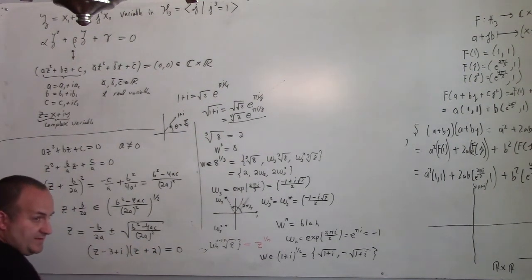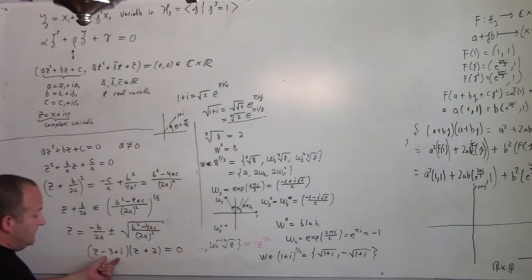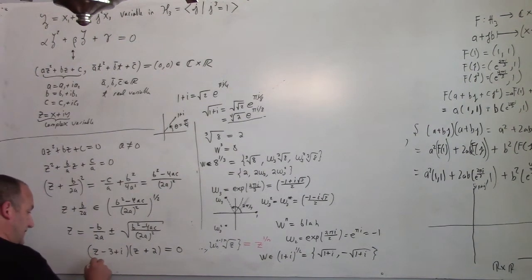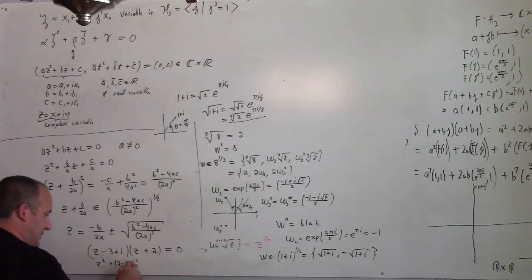There you go, complex polynomial equation. The solutions are 3 minus i and minus 2. Those are not in a conjugate pair. No. But when you multiply this out, why did I make this example so complicated? 2 minus 3 plus i, I guess it's not that bad.